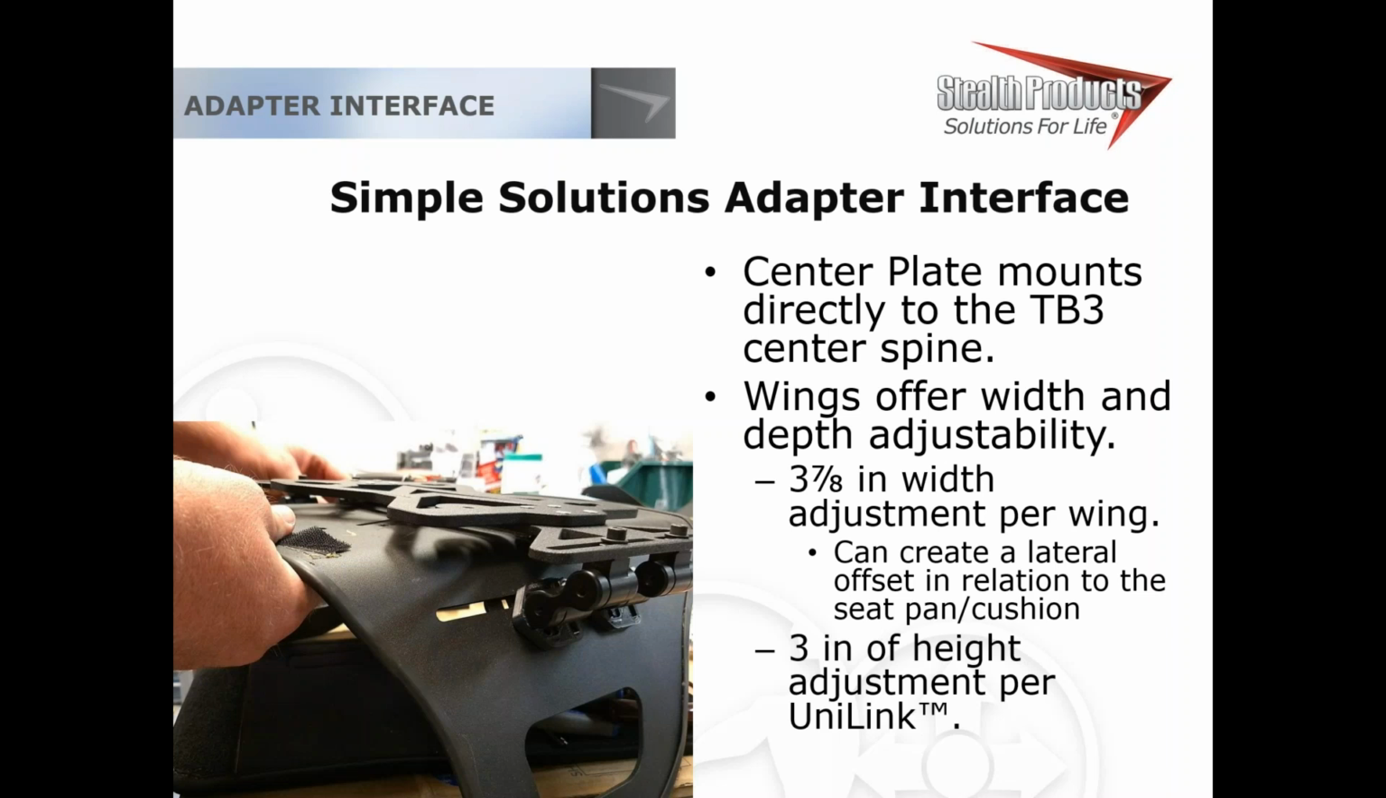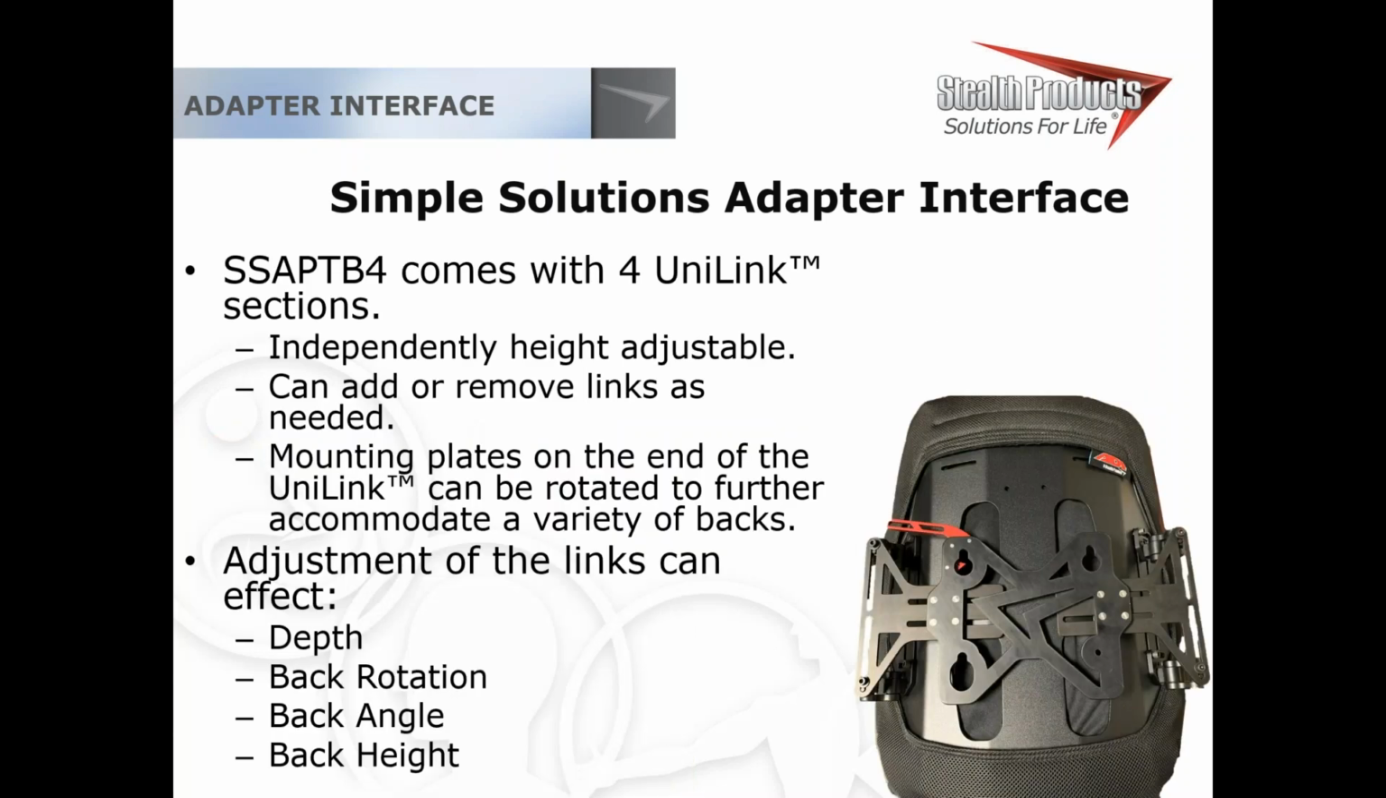You've got 3 inches of height adjustment as well, depending on the adjustment of your Unilink components, but you have 4 Unilink sections here on this backrest. Each one is independently adjustable in height. You can add or remove links. The backrest mounting plate, the thing that actually touches the backrest, can be rotated in 90-degree increments, and that's actually extremely important. That adjustment in 90-degree increments is the reason I've been able to mount everything flush and not have seat depth loss. If it didn't turn, we would have some that eat up 4 or 5 inches of seat depth.